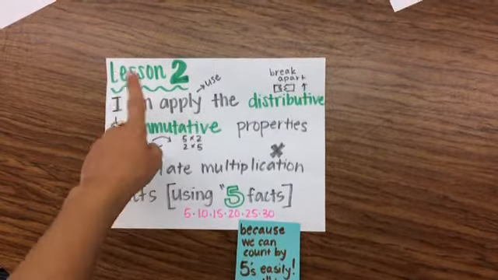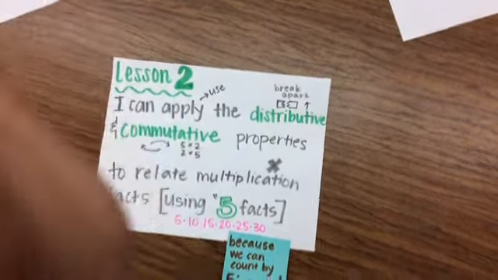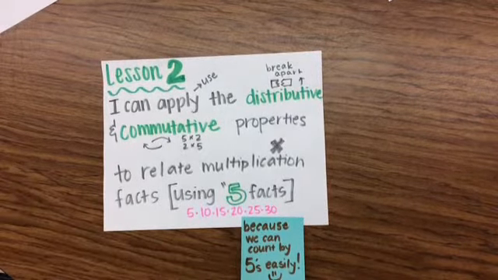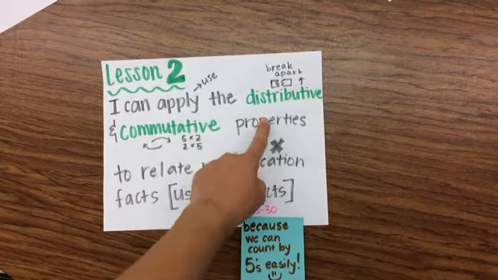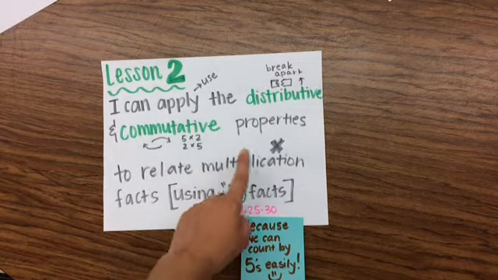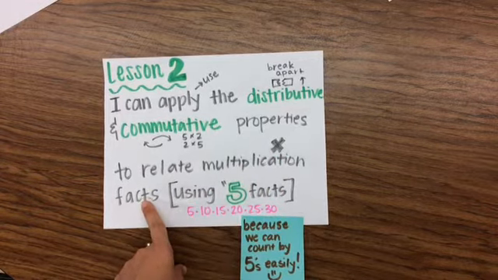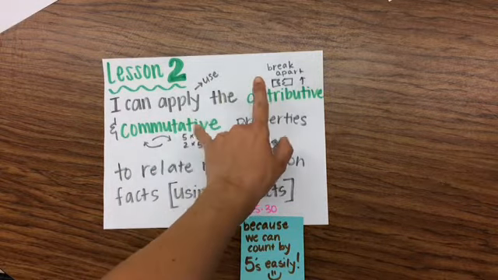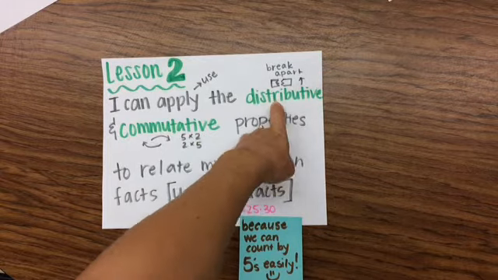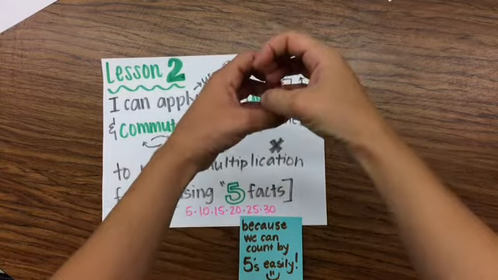Today's lesson, lesson 2, module 3: I can apply or use the distributive and commutative properties to relate multiplication facts. Let's go over that. So apply means use. I can use these two properties. Distributive means to break apart.